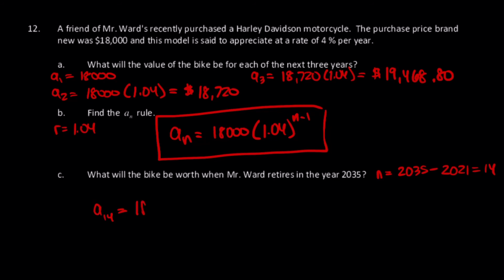All right, this is 18,000 times 1.04 to the 13th power. And throw that into the calculator. I got $29,971.32.